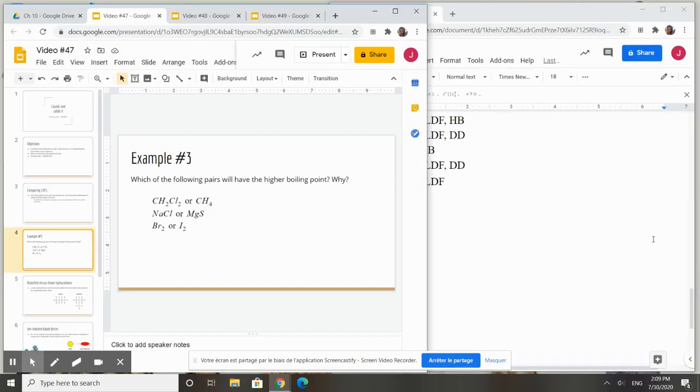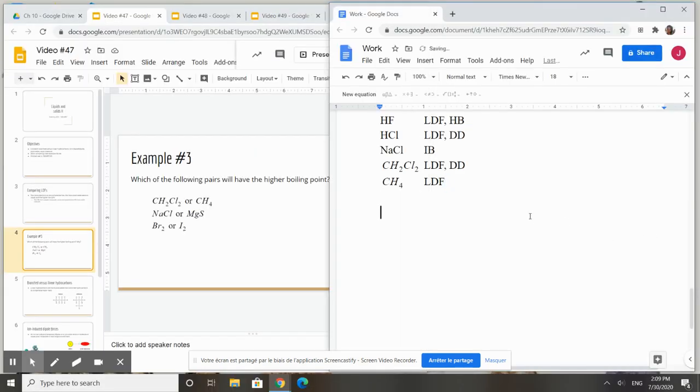Right. So for the first one, I've got CH2Cl2, which has London dispersion forces and dipole-dipole, compared to CH4, which has just London dispersion forces. So even though LDFs can be greater than dipole-dipole, CH2Cl2 also has a higher molar mass, so that doesn't apply here. CH2Cl2 will be the answer here. You could say because of the dipole-dipole forces, or you could say because it has higher London dispersion forces. For the second one, NaCl, that's ionic bonding.